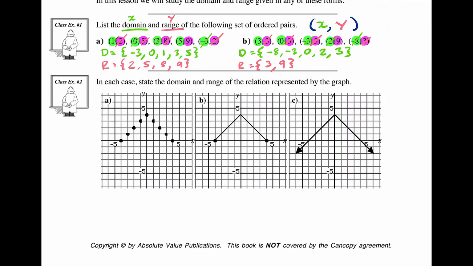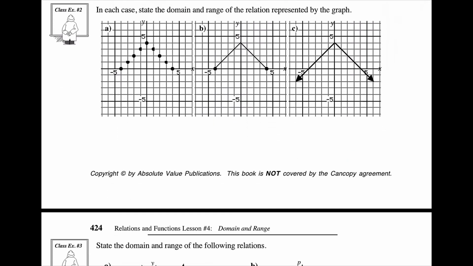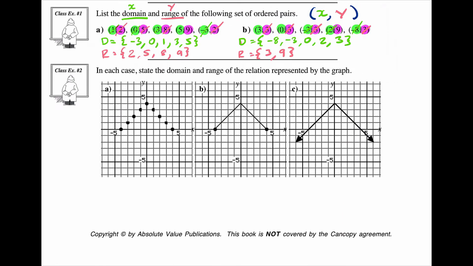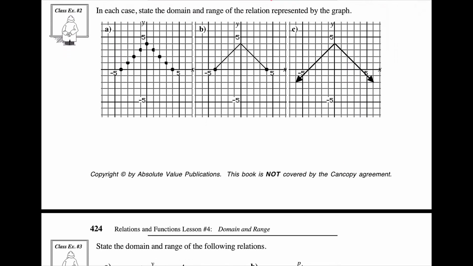Okay, and now let's go to the second example. So instead of looking at a set of ordered pairs, we're looking at an actual graph, but we need to do the same thing. It's asking us to state the domain and state the range of this relation. So let's look at the first one.